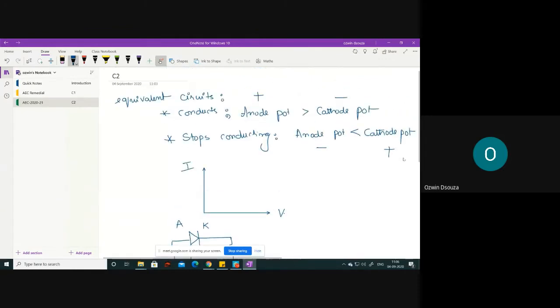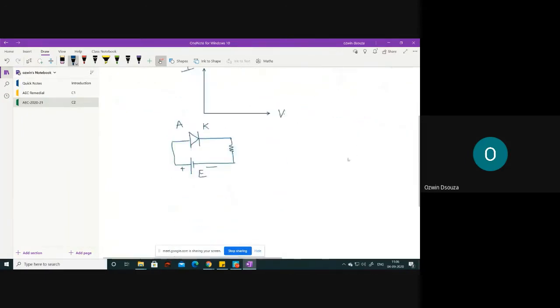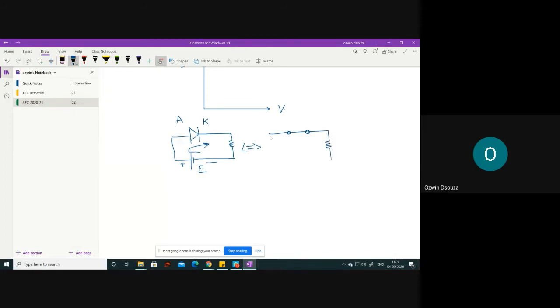Now, as we have seen already, if you make your anode terminal greater than the cathode terminal, you can say that the diode is forward biased. Under forward bias mode, the diode can be treated as a closed switch. So this is your current limiting resistor, and this is your external voltage.